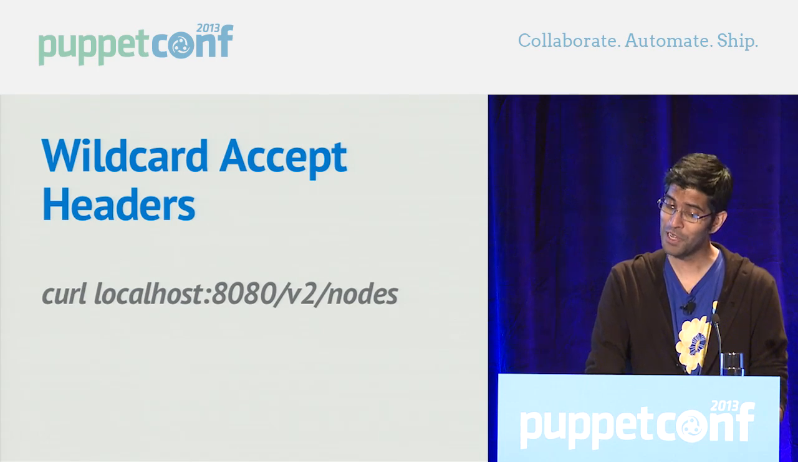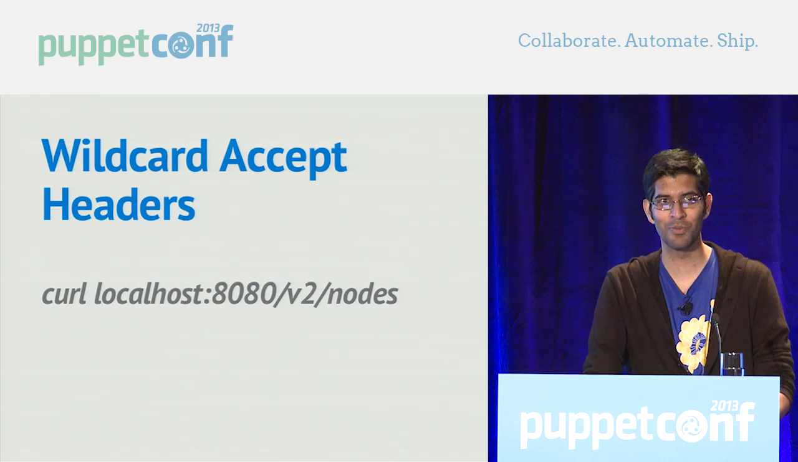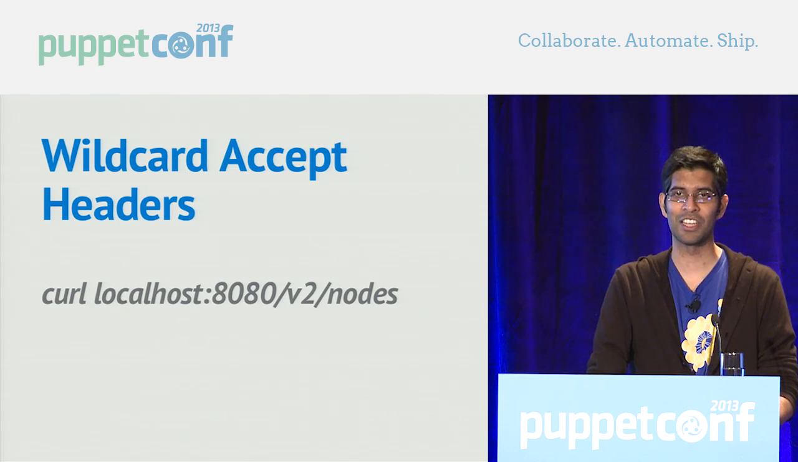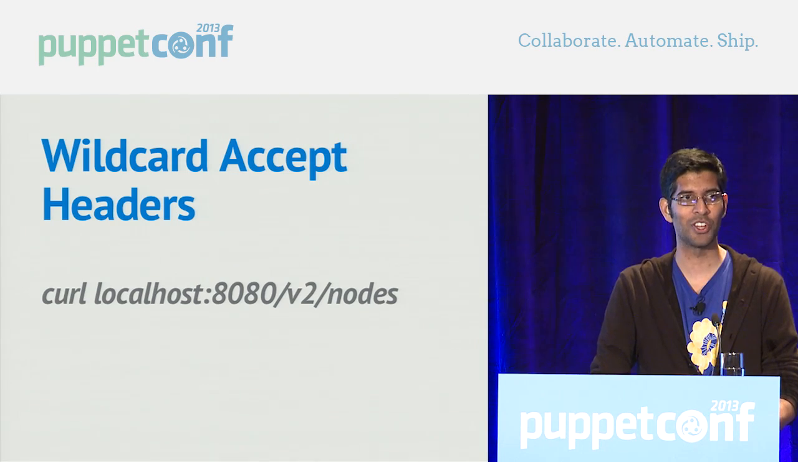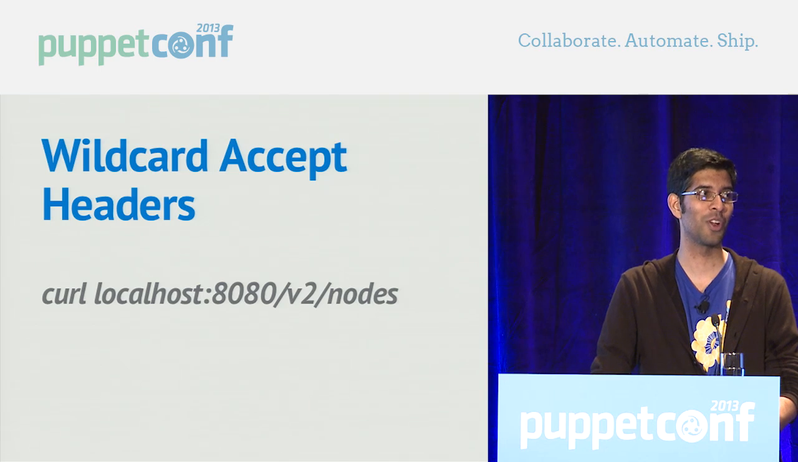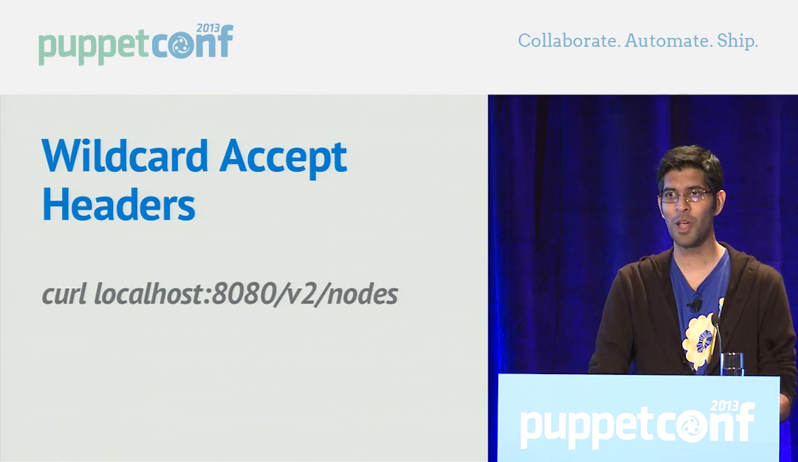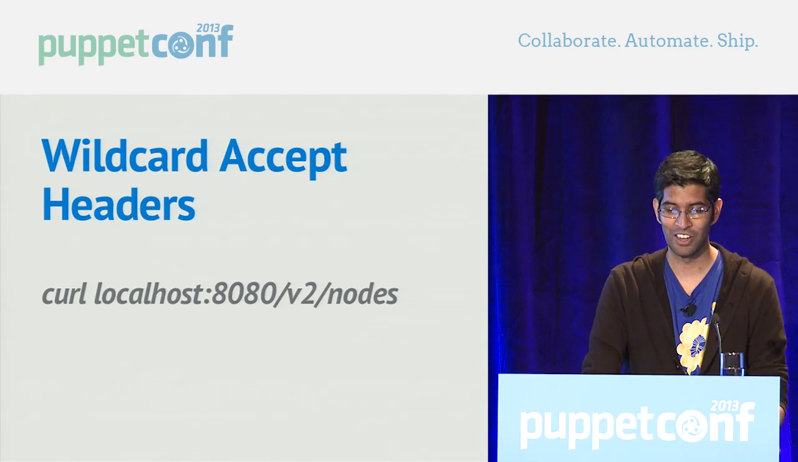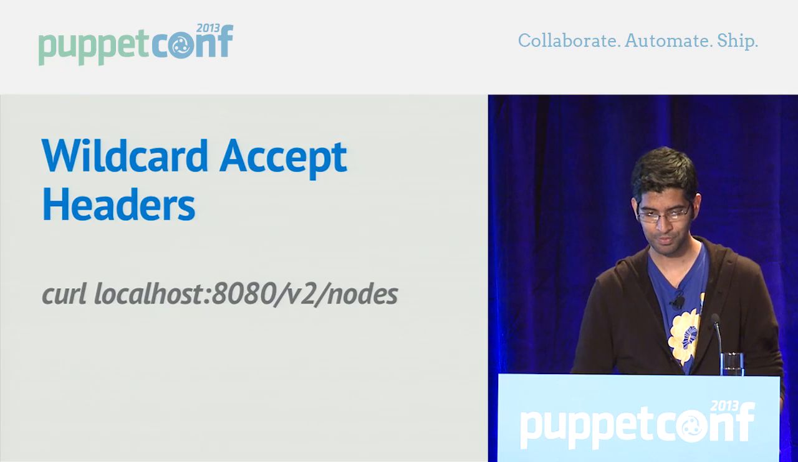A personal pet peeve of mine was, this is also a community contribution. We used to require that you would have to give an explicit accept header of application/json anytime you wanted to do any query for anything, which really sucks on the command line. Now we accept wildcards, so you can just do this, and it's less typing. This will give you all the nodes.